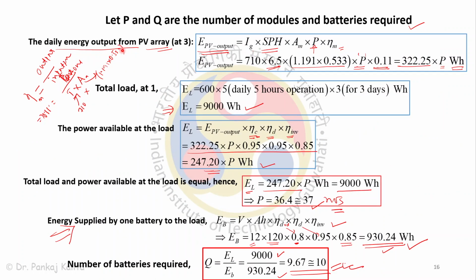So first we will calculate the daily energy output of the PV array. Okay, so that is equal to Ig into SPH into AM into P into Nm.